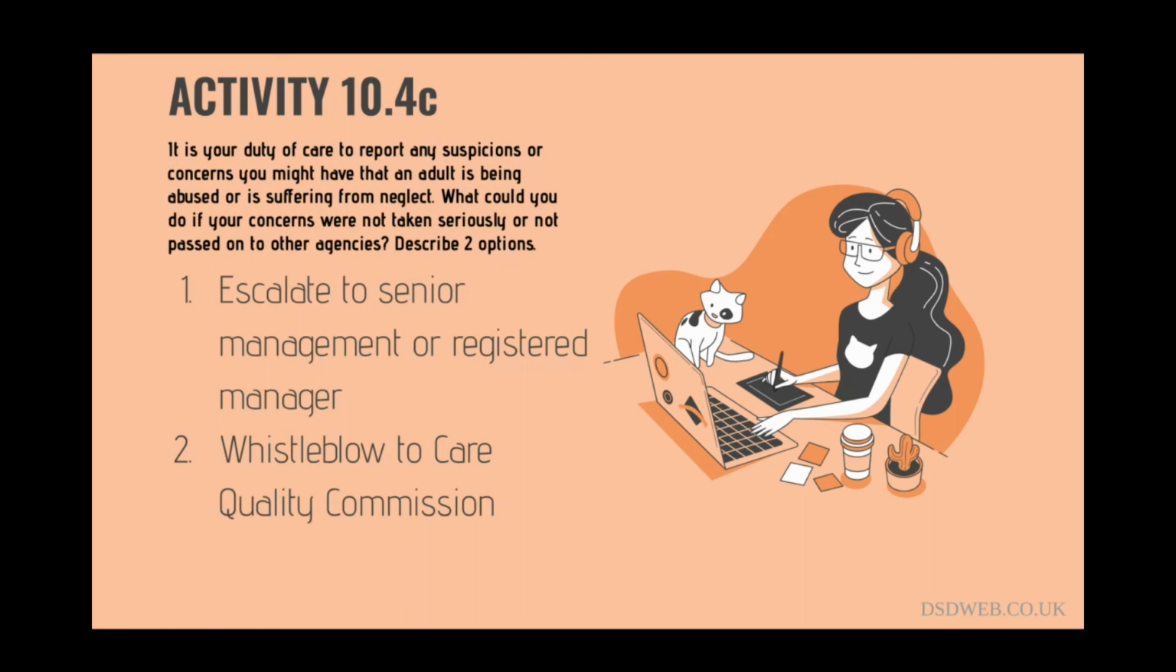A second option would be to use the whistleblowing procedure to report your concerns to an outside agency, such as the Care Quality Commission. Under whistleblowing policy, you are protected from being treated unfavourably by your organisation for reporting a genuine concern to an outside agency, and CQC allows you to make your disclosure anonymous. You are legally and morally obligated to report any concerns you have about safeguarding.